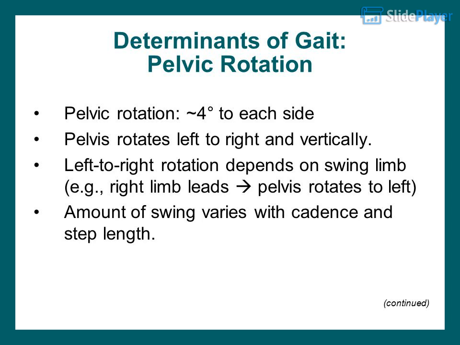Determinants of gait. Pelvic rotation. Pelvic rotation, approximately 4 degrees to each side. Pelvis rotates left to right and vertically. Left to right rotation depends on swing limb, for example, if the right limb leads, the pelvis rotates to the left. Amount of swing varies with cadence and step length.